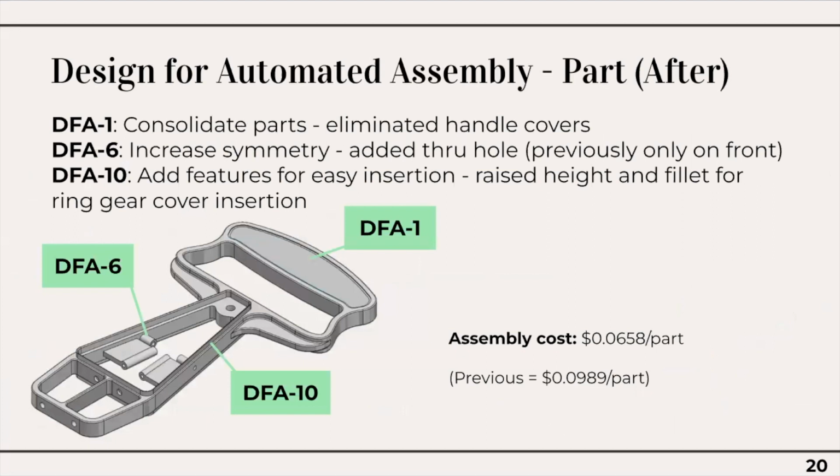After redesigning, we followed the guidelines of DFA 1, 6, and 10 in order to eliminate the handle covers, consolidating the frame into one part. We increased the frame symmetry by adding a through hole that was previously only on one side and added a raised wall with a fillet for easier insertion of the ring gear cover. This lowered the assembly cost to about 7 cents a part.